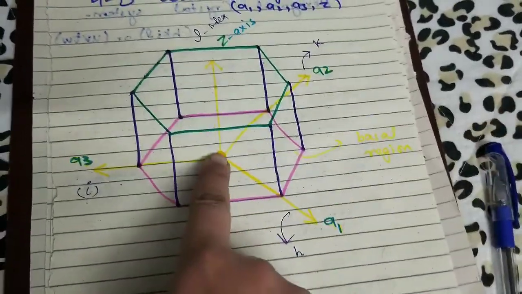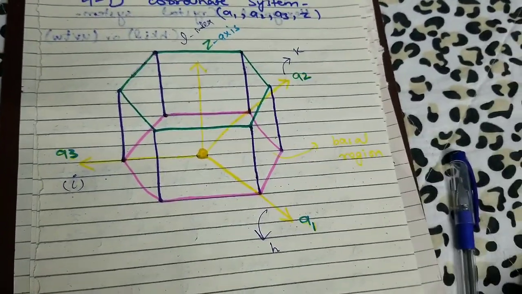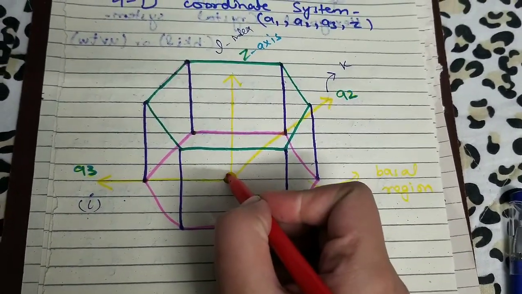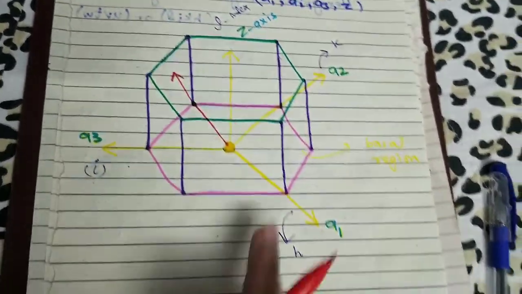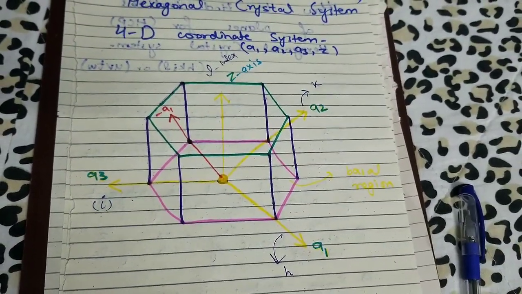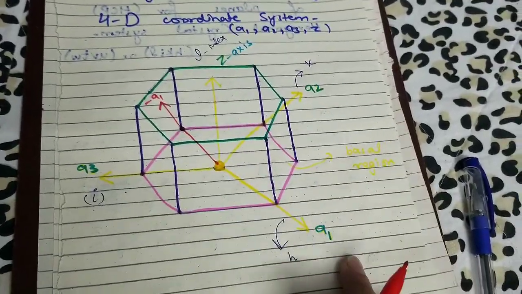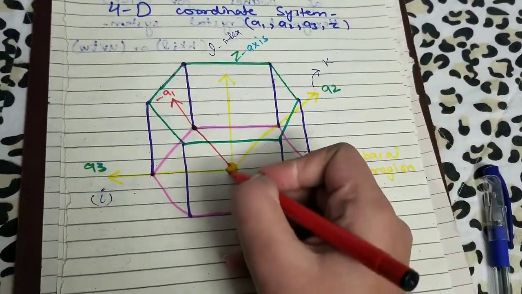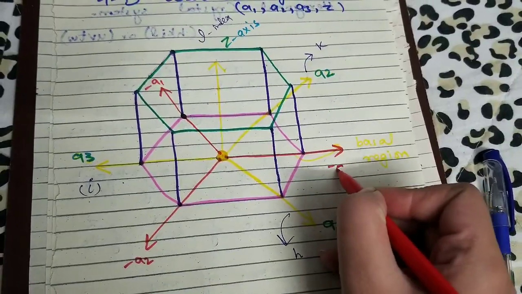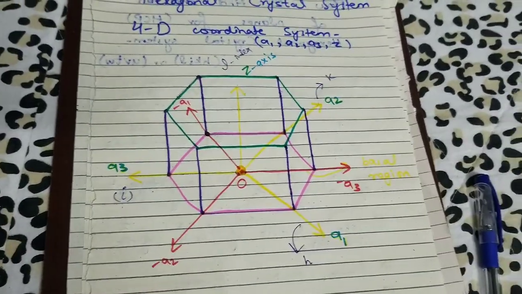Now if this is the positive A1 axis, then a line just opposite to that, let me make it clear, passing through the opposite corner, is the negative A1 axis. Just like we have positive x-axis and negative x-axis, we have negative A1, A2, A3 and Z axes also here. This is positive A1, this is negative A1, this is positive A2, this is negative A2, this is positive A3, and this is the negative A3 axis. And this is obviously the origin, and the negative Z axis doesn't need to be mentioned here.